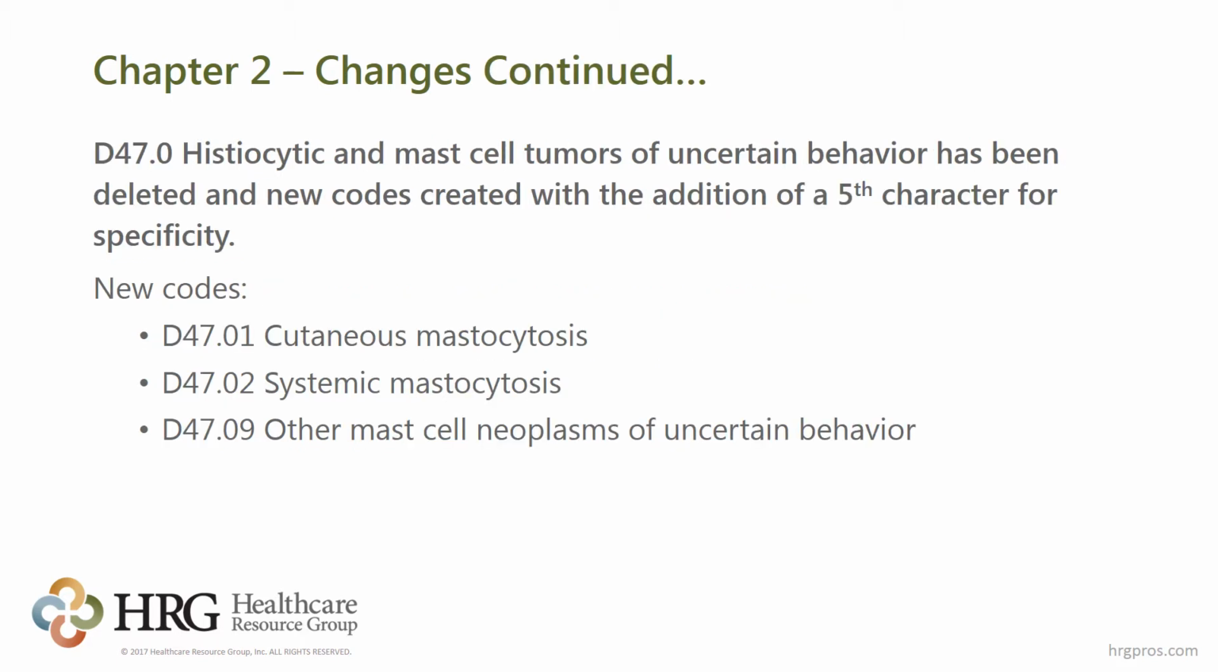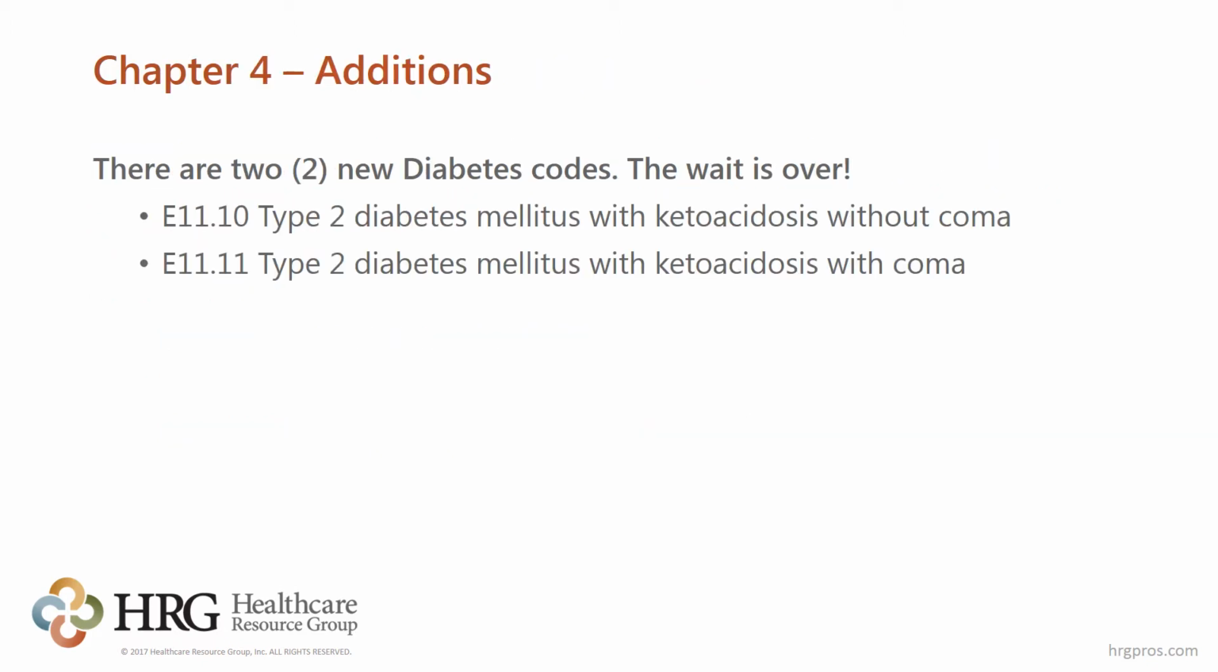Another similar change was found in Chapter 2, where histiocytic and mast cell tumors of uncertain behavior was deleted and three codes were added for more specificity listed below. In Chapter 4, we find our first addition. There are two new codes that were added to the diabetes code set that we've been waiting for 2 years. They finally added type 2 diabetes with ketoacidosis with and without coma.